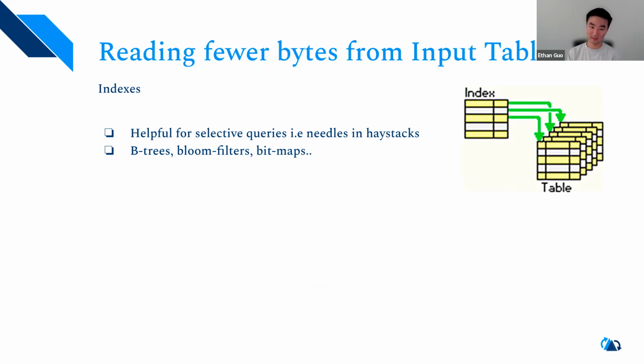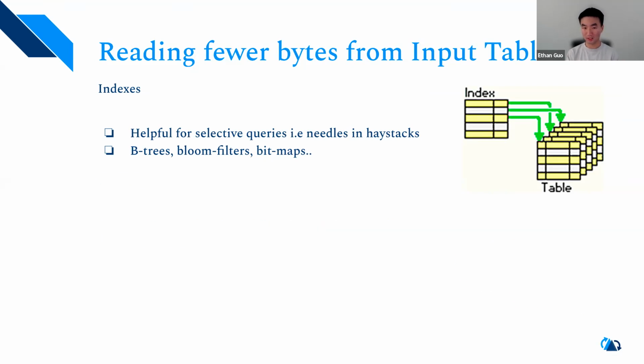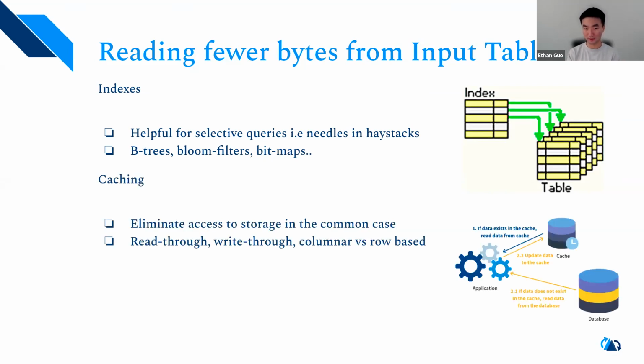Similarly here, this index table stores the pointers to the specific data or entries that users want to query. This is very helpful for selective queries, this needle-in-a-haystack type of queries. Even in Hudi, we already support different indexes like Bloom filters to improve the lookup time. So indexes reduce the amount of data to read.